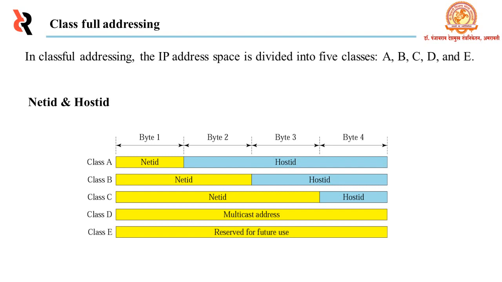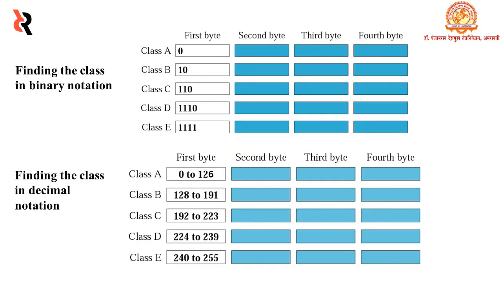In class A, since only one byte defines the net ID and the leftmost bit should be 0, the next 7 bits can be changed to find the number of blocks. Therefore, class A is divided into 2 raised to power 7 equal to 128 blocks that can be assigned to 128 organizations. In class B, the network length is 16 bits.